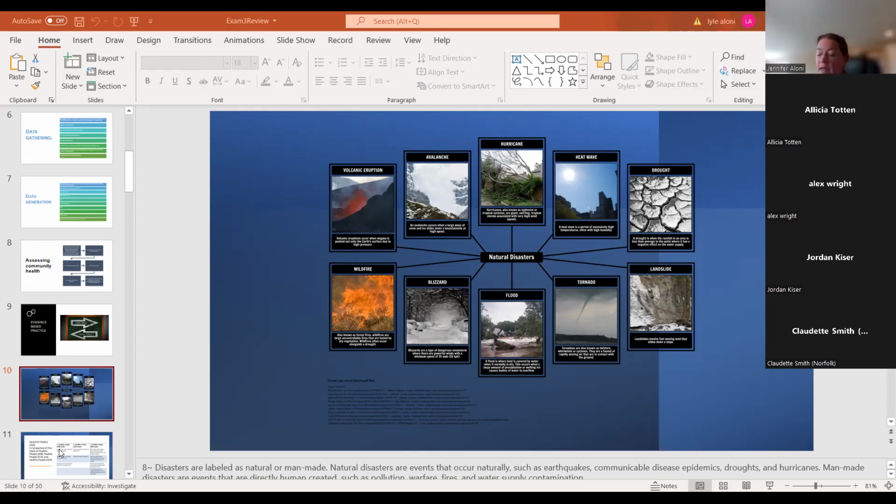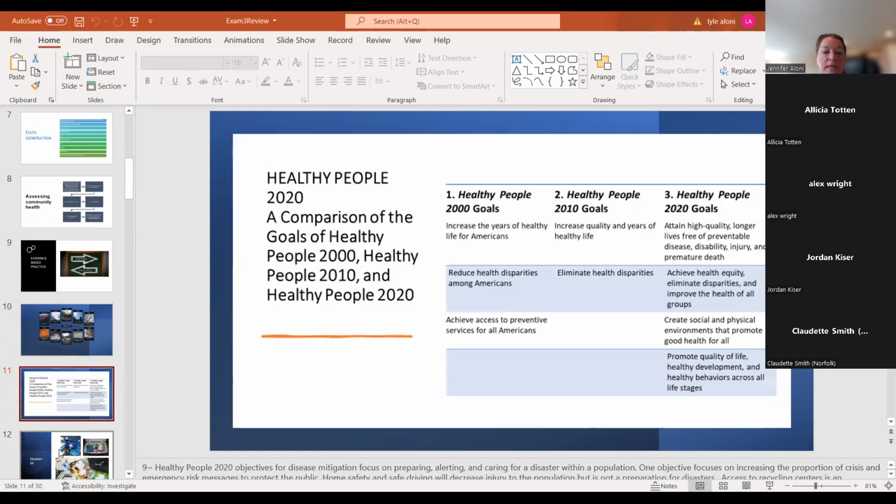I know we're going to go into Healthy People 2020 objectives, since I know you guys love this so much, and it's going to be on disaster mitigation, I think. Oh, no, I'm sorry. I'm jumping ahead. So this slide is about Healthy People 2020 and how they compare to 2000 and 2010. And now we have 2030, as you guys all know. So remember, Healthy People 2020 is going to be getting a little more in depth.